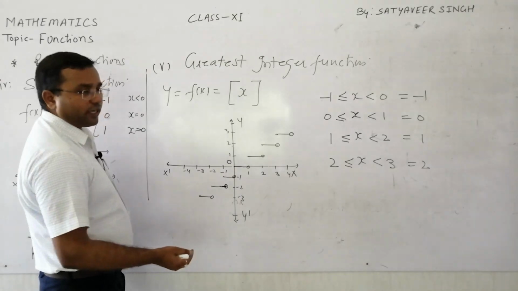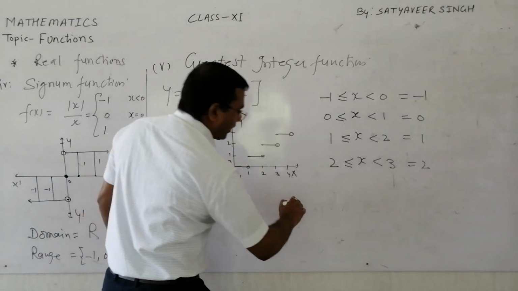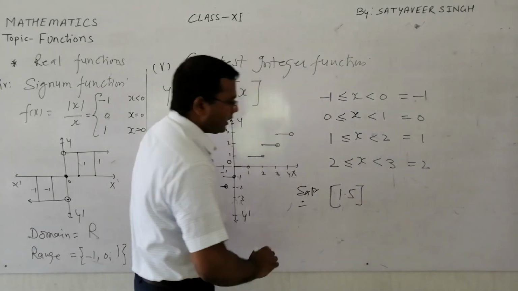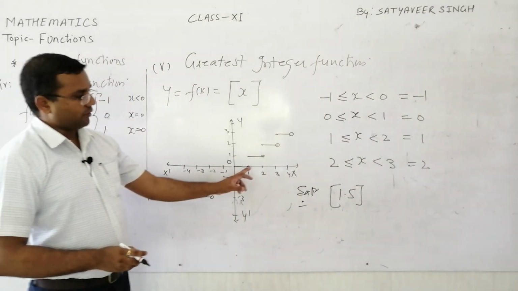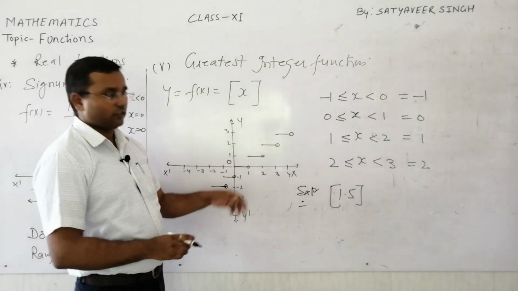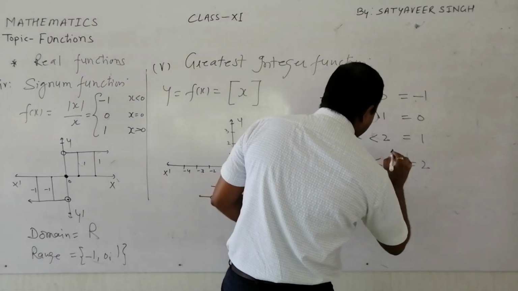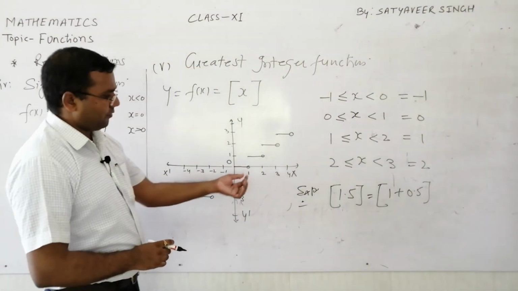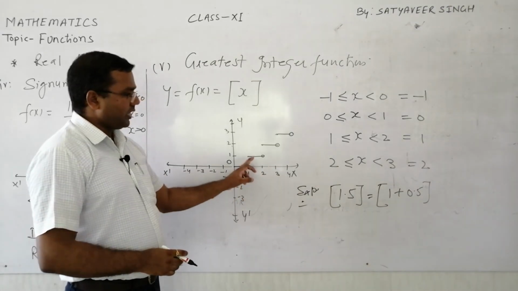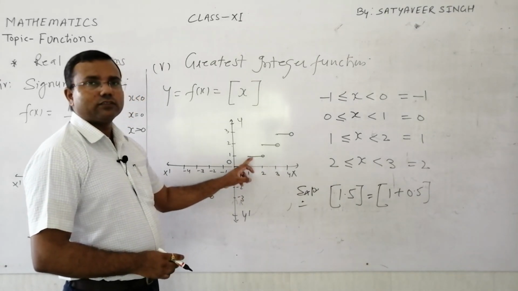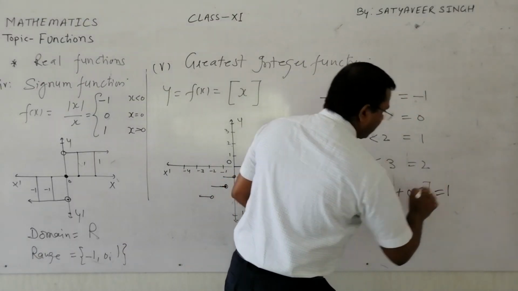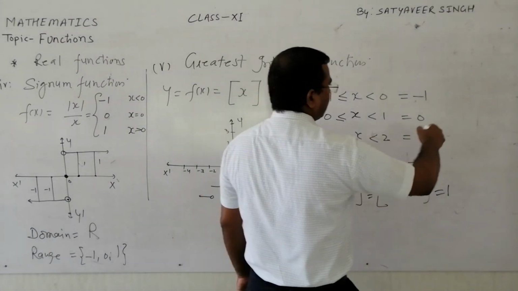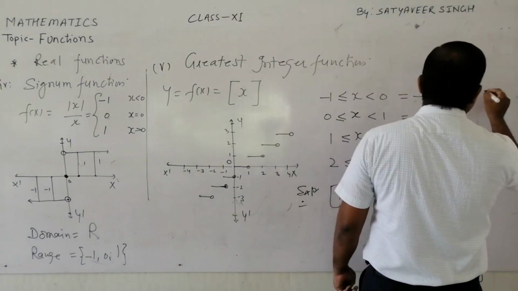like 1.5, suppose you have taken, so for 1.5, suppose it is written what is the greatest integer function of 1.5. So the value you will find, you can write this, it is basically 1 plus 0.5, and it will give you the value equal to 1. So whenever it is, I just write here, this statement will help you definitely.